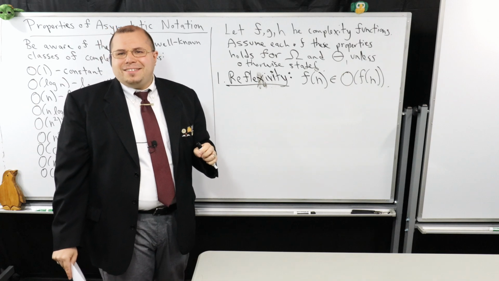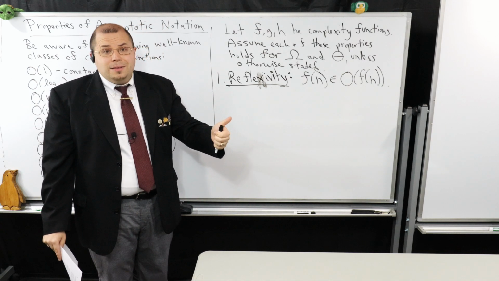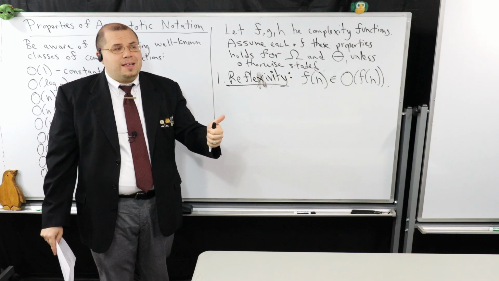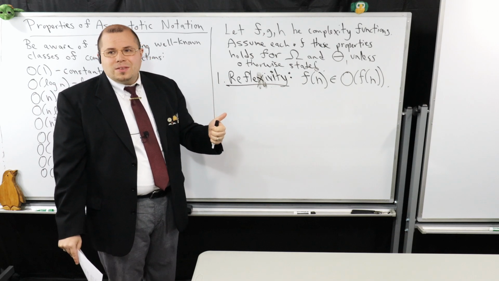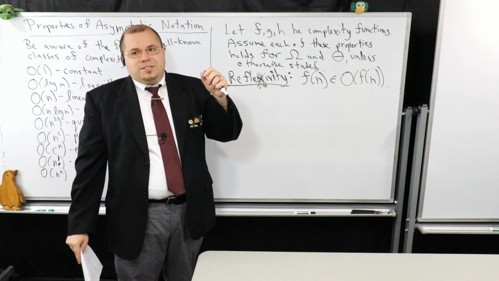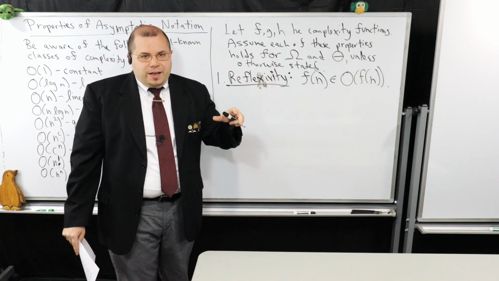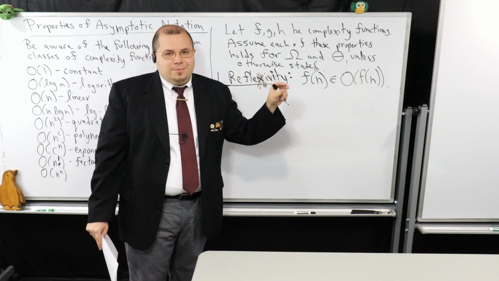Does anybody have any ideas? Yeah, N0 equal to 1 works quite well. What would I pick for C to accompany it? So think about it. I want to show there's C and N0 such that for all n greater or equal to N0, f of n is less than or equal to C times g of n.